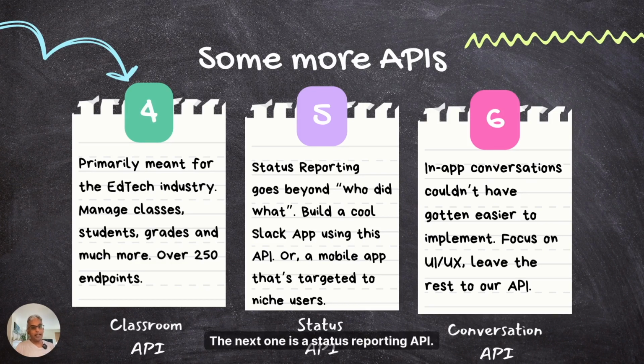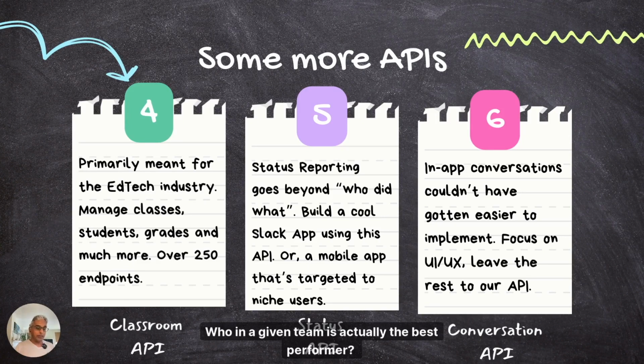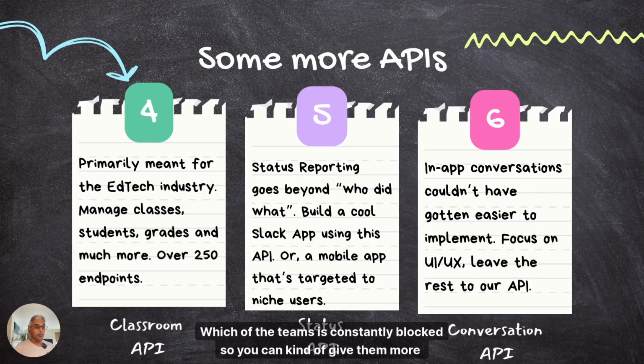The next one is a status reporting API. Status reporting goes a whole lot beyond just knowing who did what, right? That's the starting point. But you want to know which team is performing better than other teams. Who in a given team is actually the best performer, so you can reward them when it comes to bonus time. Who needs a bit of help? Who is blocked? Which of the teams is constantly blocked, so you can give them more attention. You get answers to all of these really cool questions by using a status API.